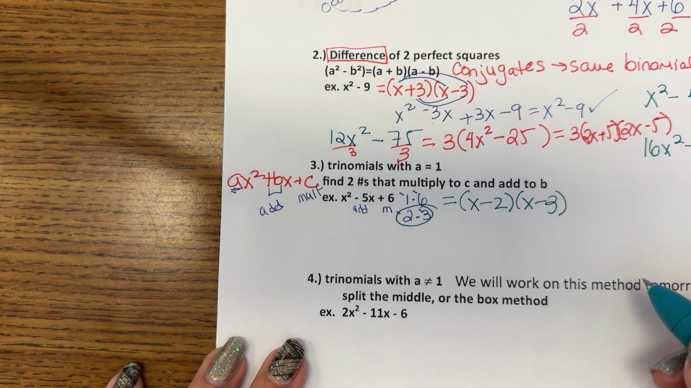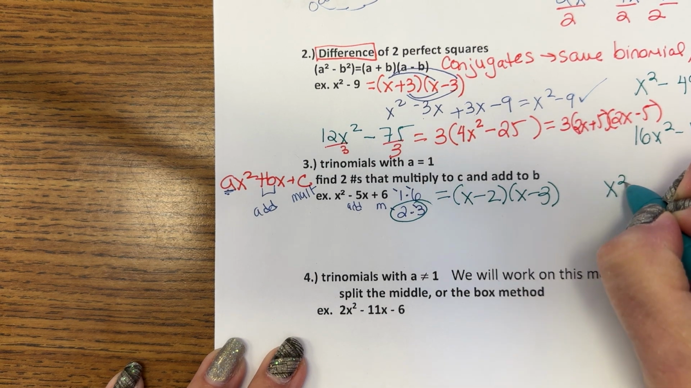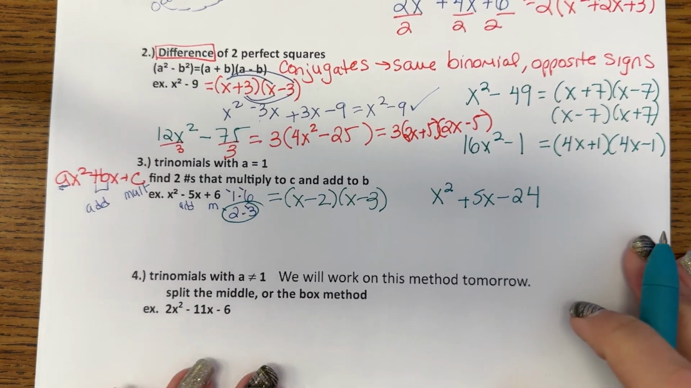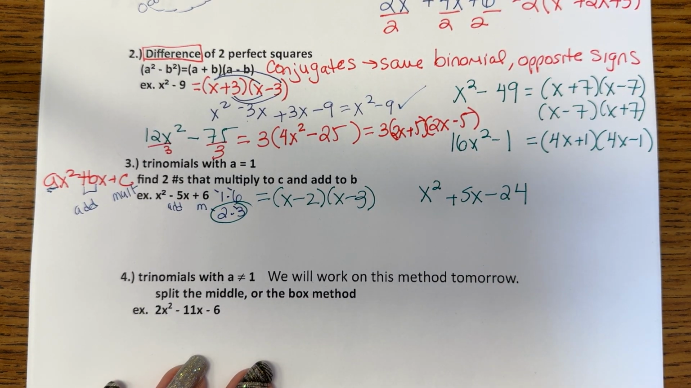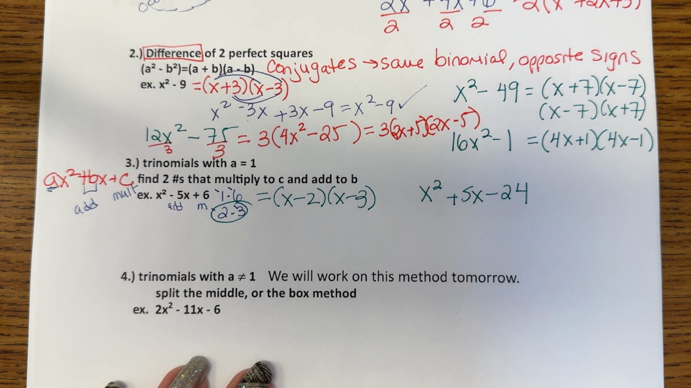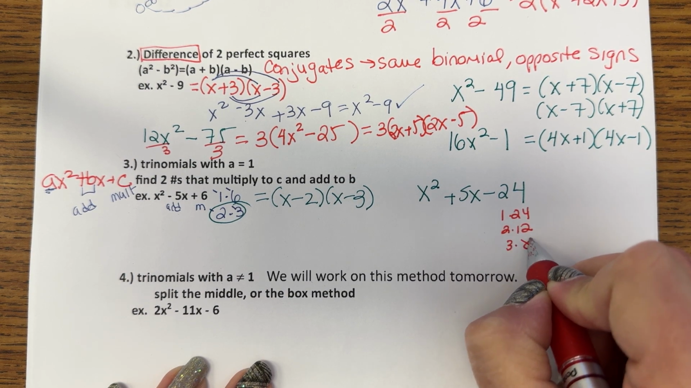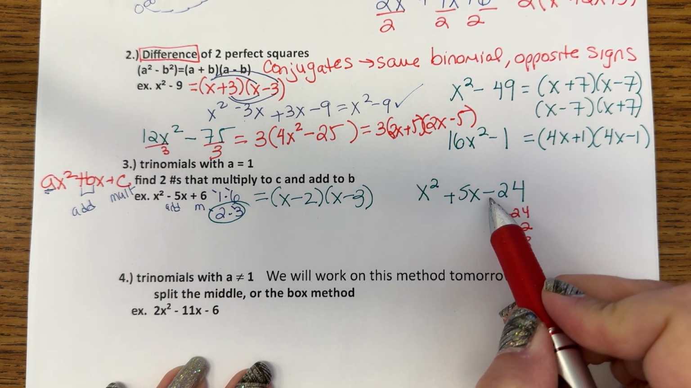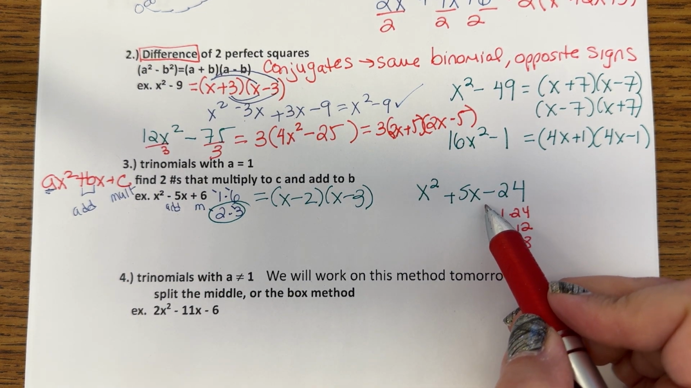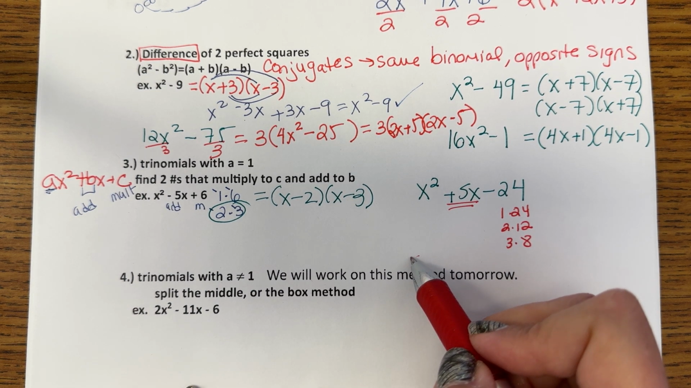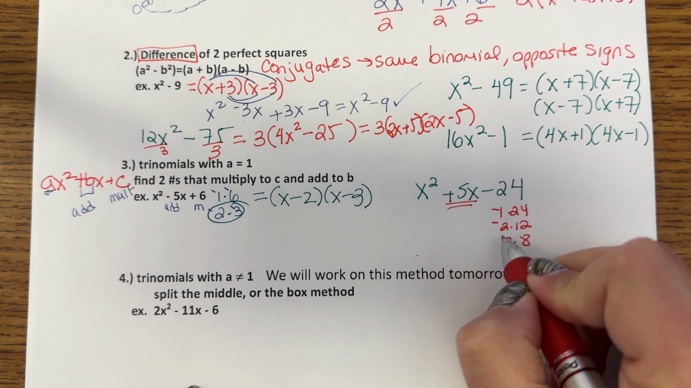All right, let's try x squared plus 5x minus 24. Oh, sorry. x squared plus 5x minus 24. What multiplies to negative 24 and adds to 5? So for 24, we get 1 and 24, 2 and 12, 3 and 8. And to multiply to a negative, one of the numbers must be negative, and we want to add to a positive. So if we're adding to a positive, that means the smaller numbers are the negatives.